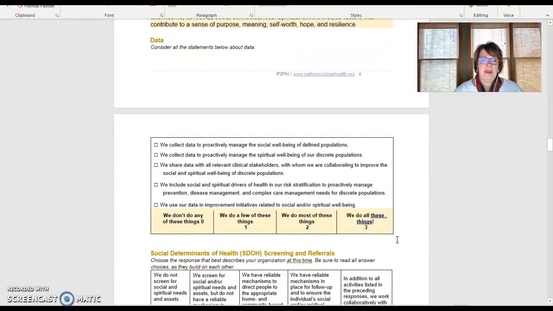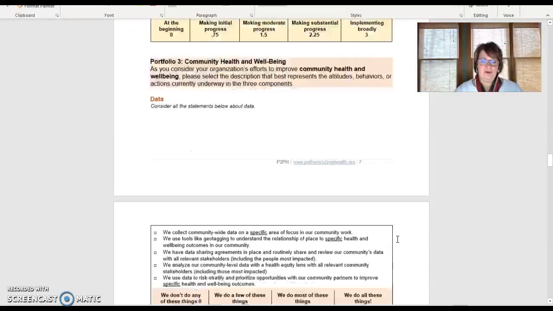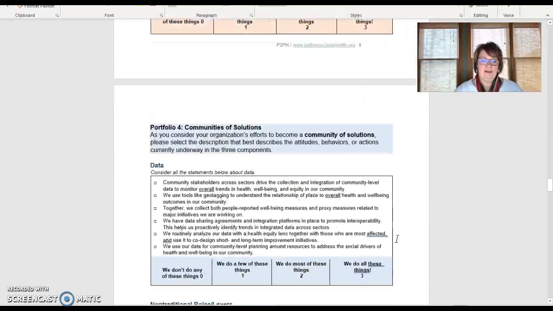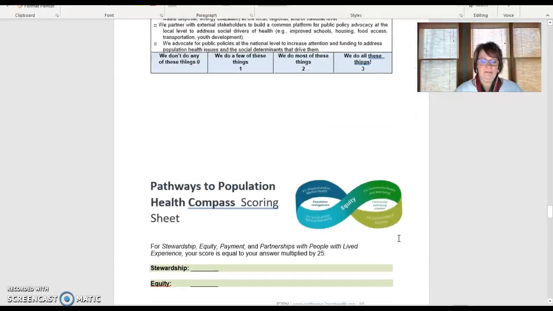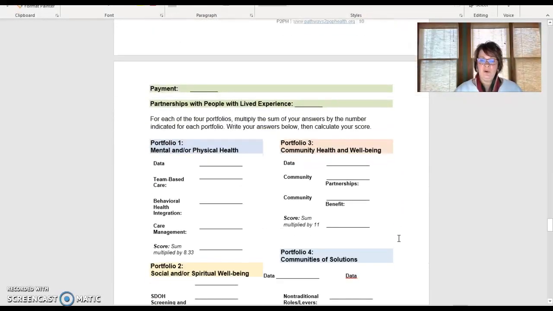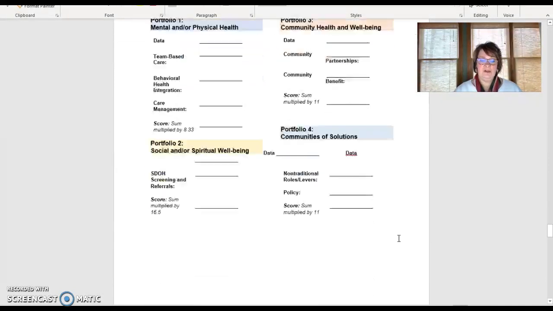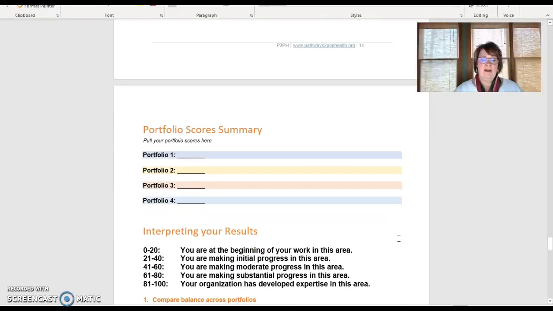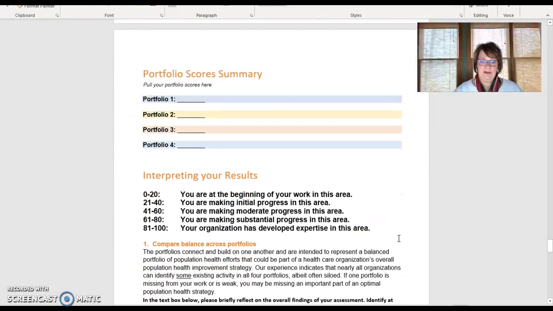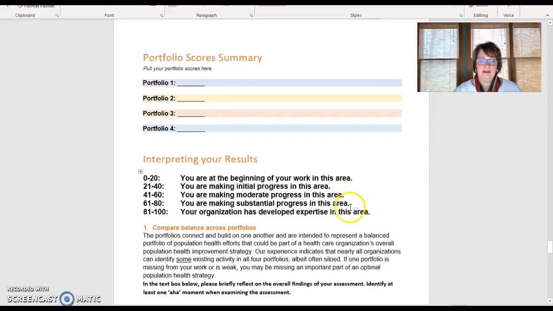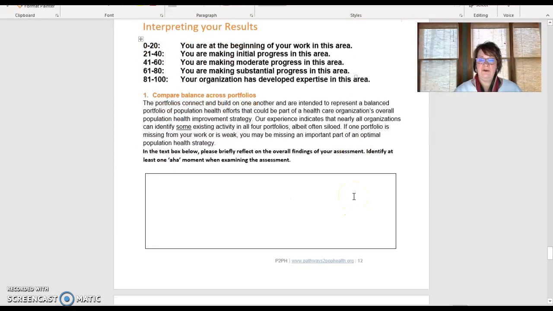And then as you go on through, I'm just going to scroll through this relatively quickly. You're going to score things, and you're going to calculate your scores. And then from that, you will determine your score summary and take a look at your results. So you can reflect on what you found and how the scoring rates based on the criteria that the Pathways folks have included.